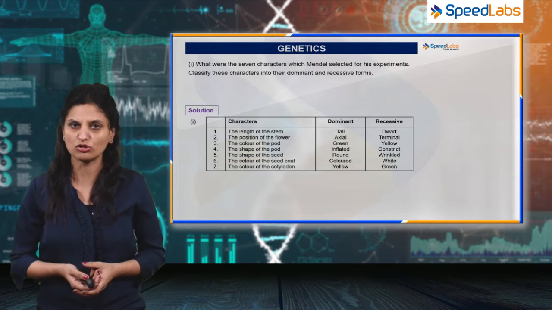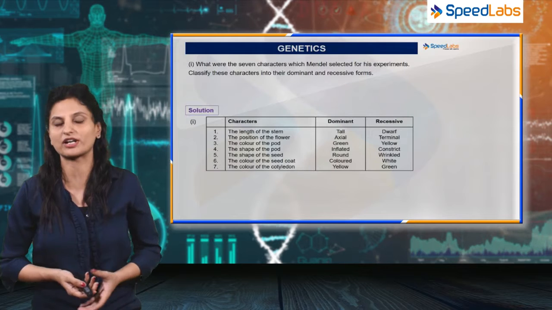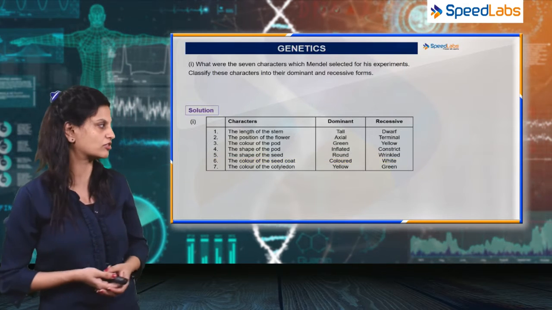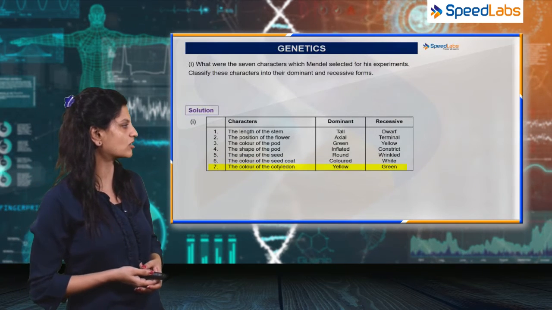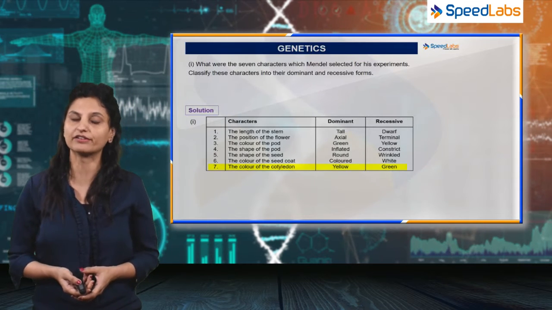While the round one was dominant, the wrinkled seed was a recessive character, because it did not express itself in the F1 generation. And the last one is color of the cotyledon. Over here, yellow colored cotyledon is dominant over the green color.